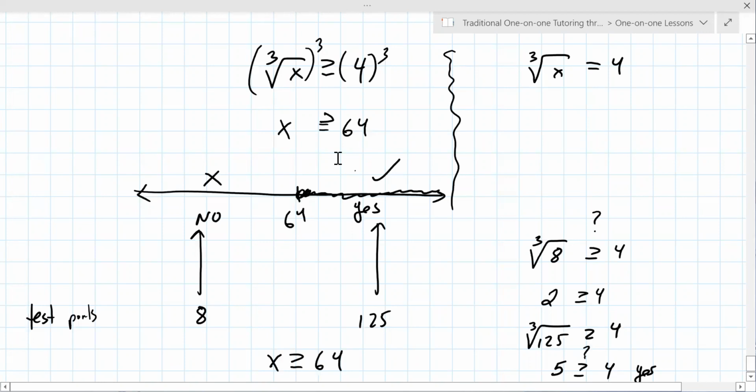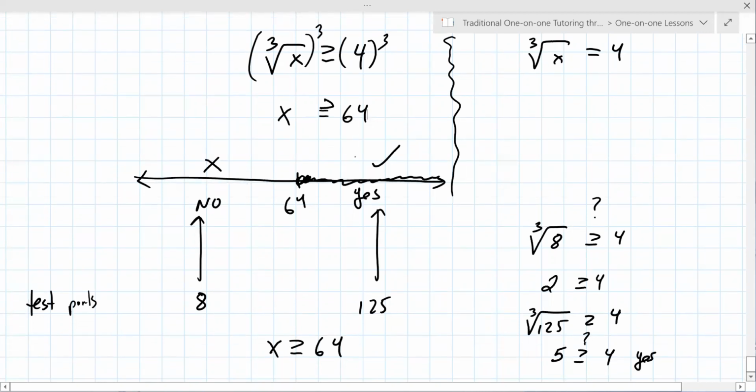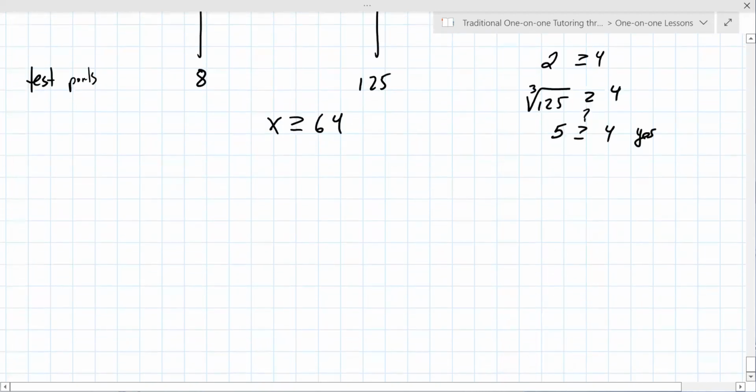Do you have another inequality that we can look at, maybe from that section? Yes, there is. It says the cube root of x minus 4 is less than or equal to 5. Yeah, very good.